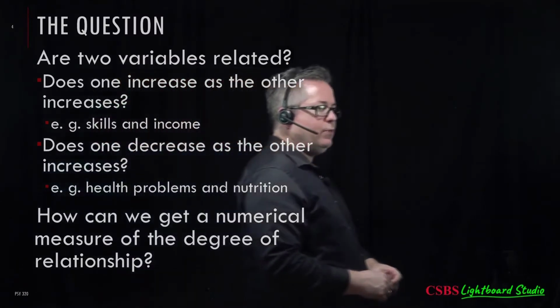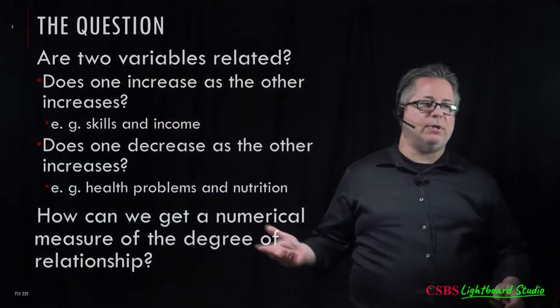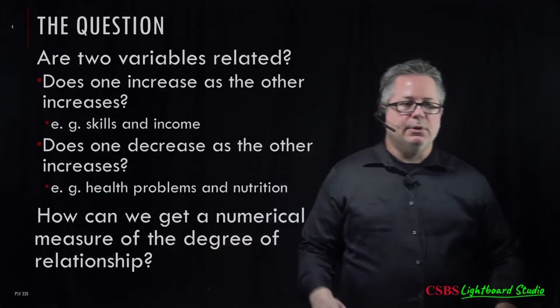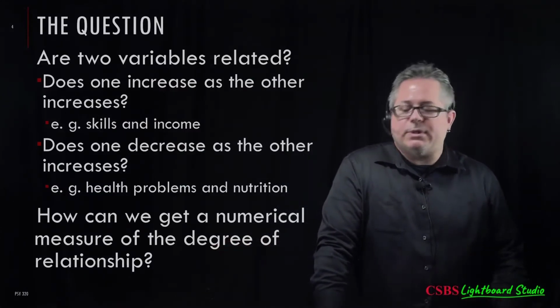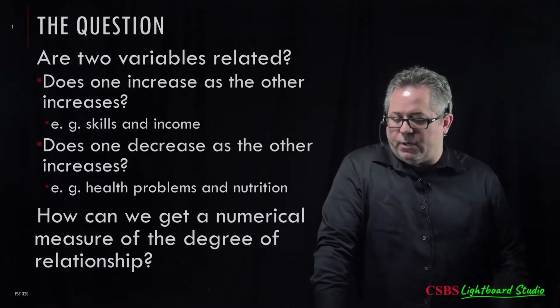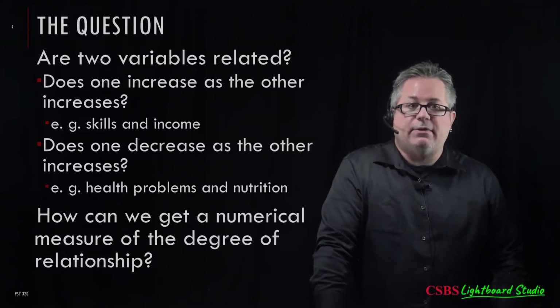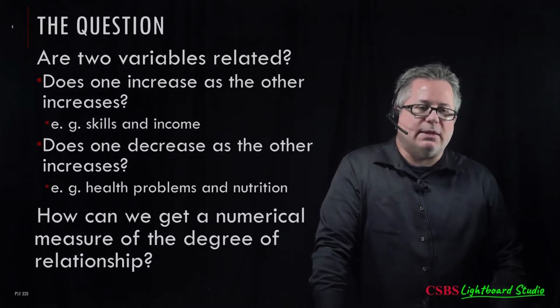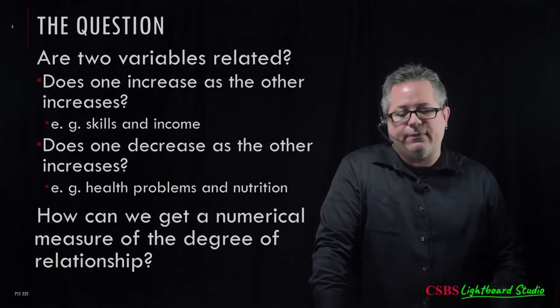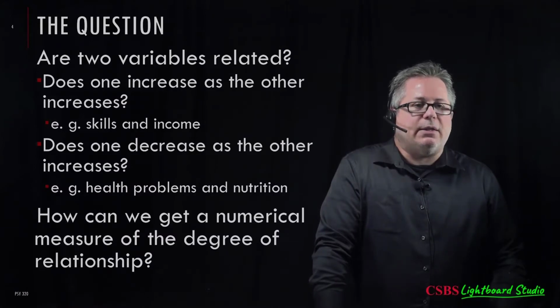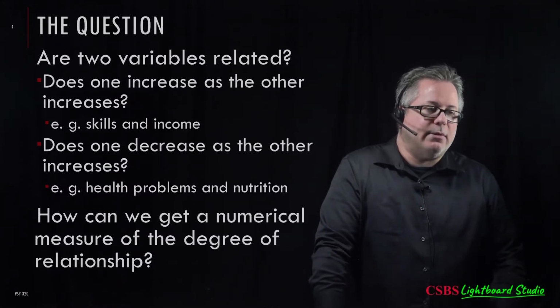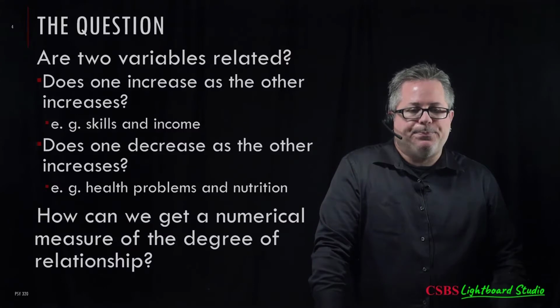So, are two variables related? Does one increase as the other increases? So we want to know, something like skills and income, right? We hope that skills and income are positively or directly related to one another, that the more skills you have, the better you are at a thing, the more you should get paid to do that thing, right? Your income should be higher. So skills and income should be related.